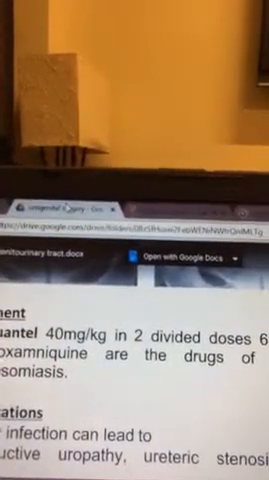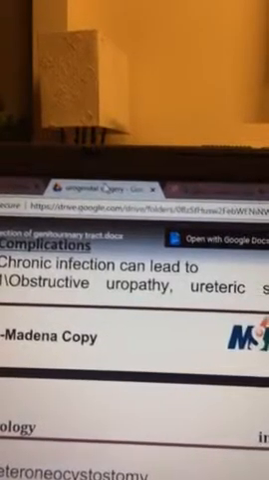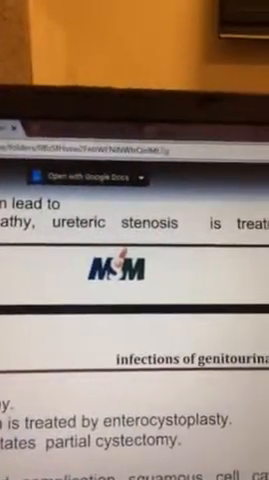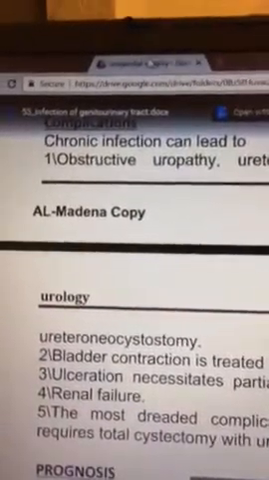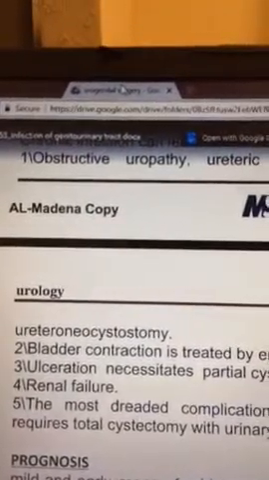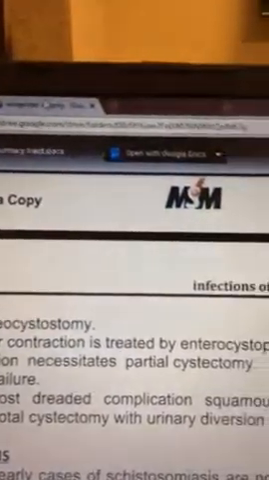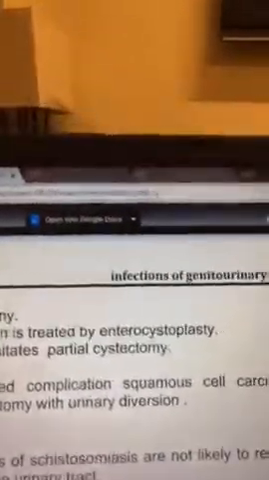Complications: the chronic infection can lead to obstructive uropathy. Ureteric stenosis is treated by ureterocystectomy. The contracted bladder is treated by enterocystoplasty, and ulceration necessitates partial cystectomy. Renal failure and the most dreaded complication, squamous cell carcinoma, require total cystectomy with urinary diversion.